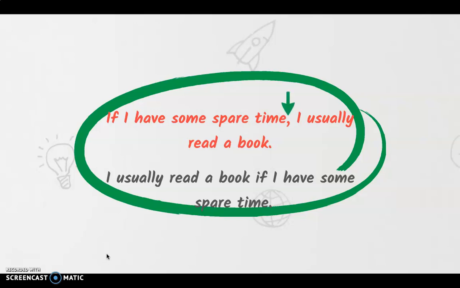Notice that when I start with what is called the if clause, so the half of the complex sentence that begins with if, I need to separate it by comma. But when I start with the main clause, so the half of the sentence that does not contain the word if, I don't need a comma.